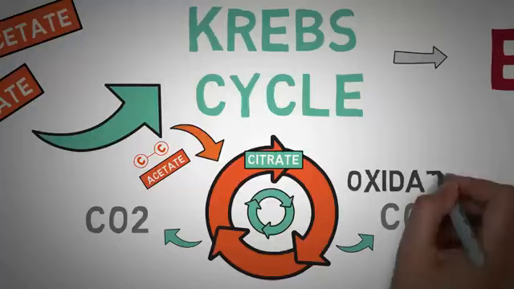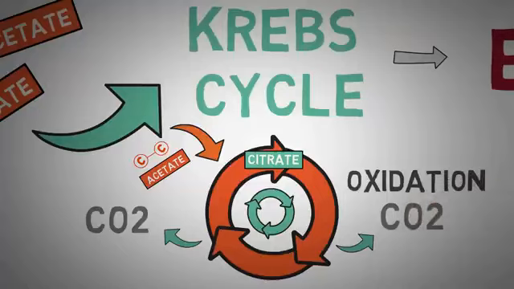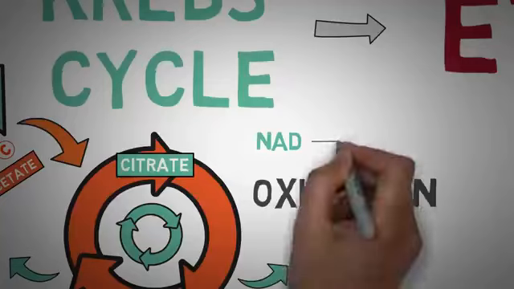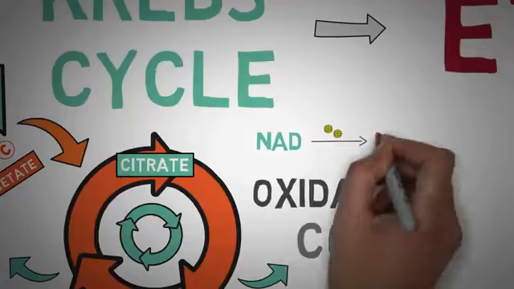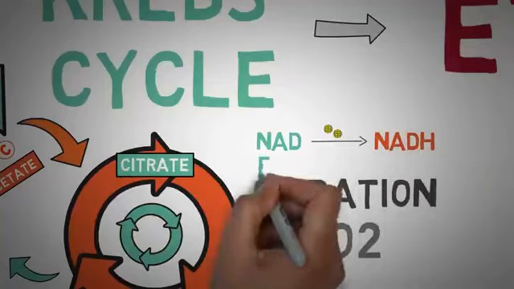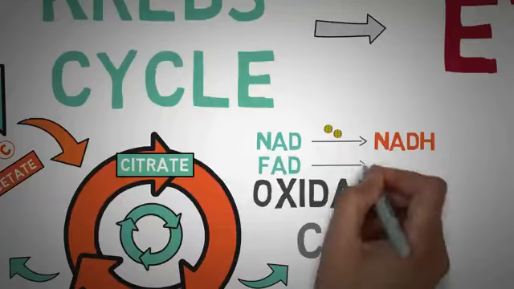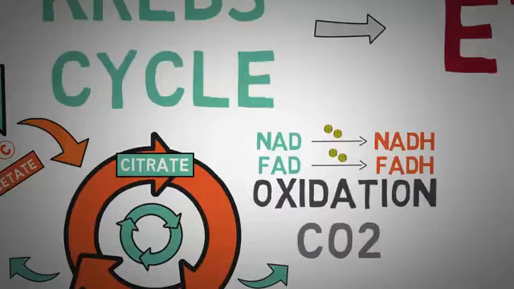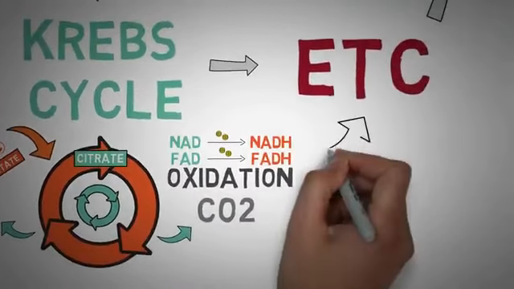This carbon dioxide is produced due to the process of oxidation that occurs in the Krebs cycle as a result of various enzymes. Electrons are added to NAD to make NADH and FAD to make FADH2. These electrons are then subsequently used in the electron transport chain to make ATP through ionic gradients.